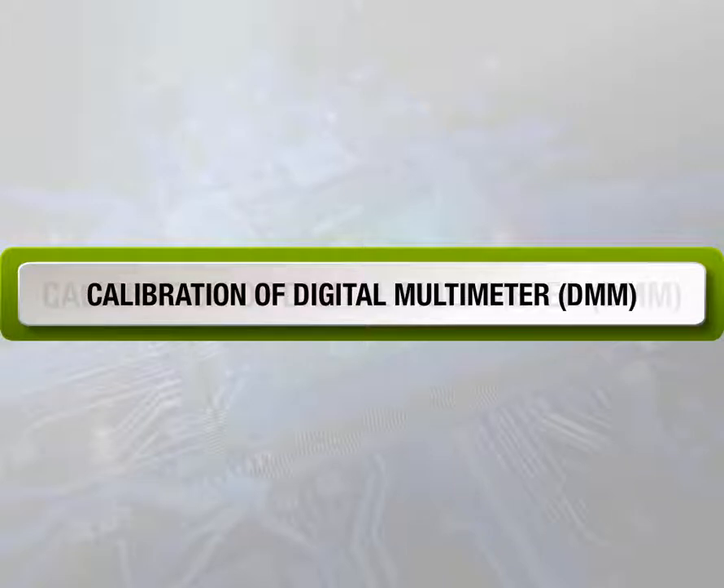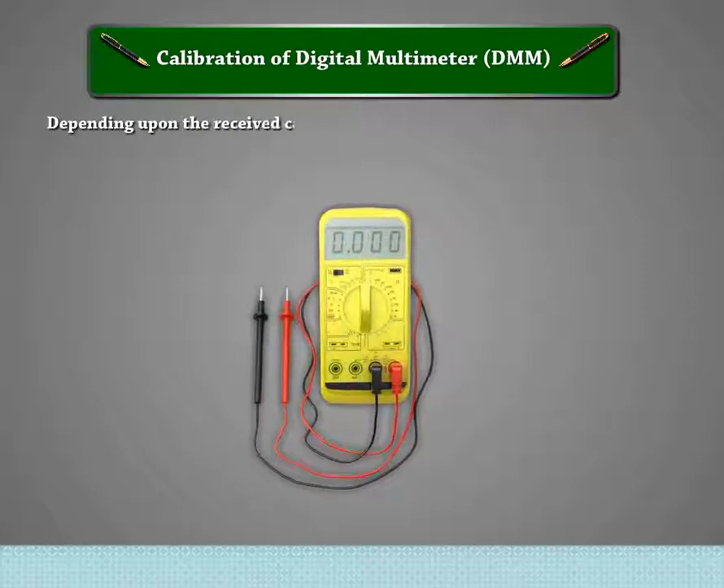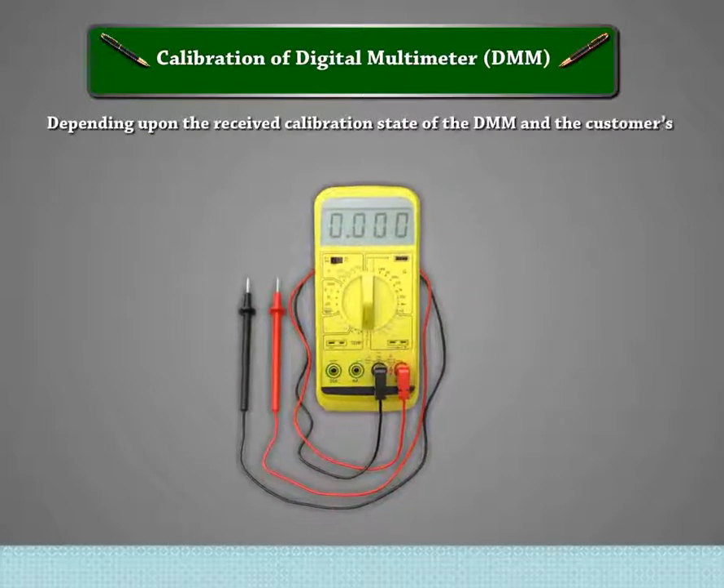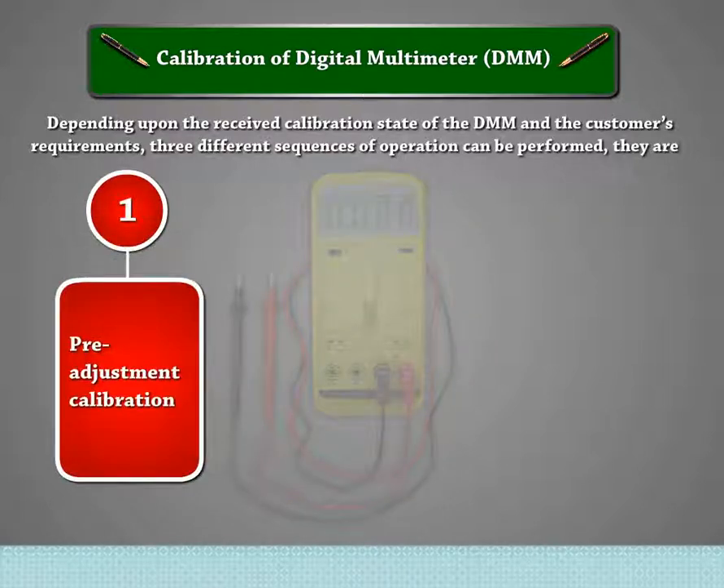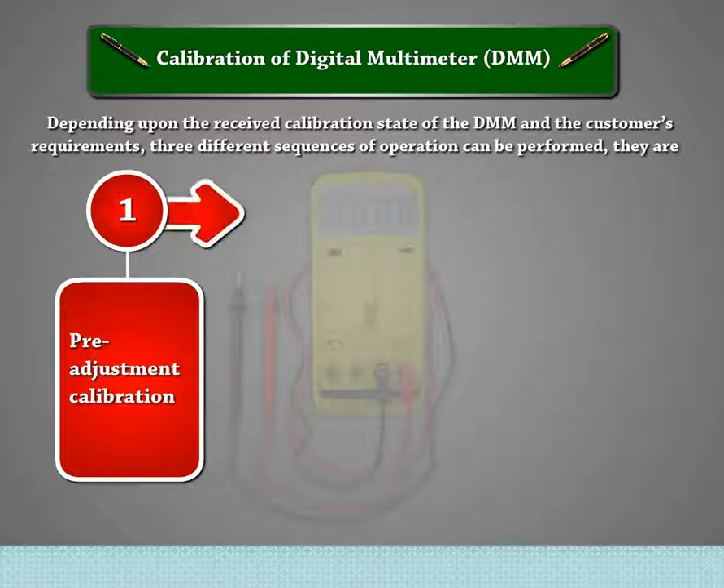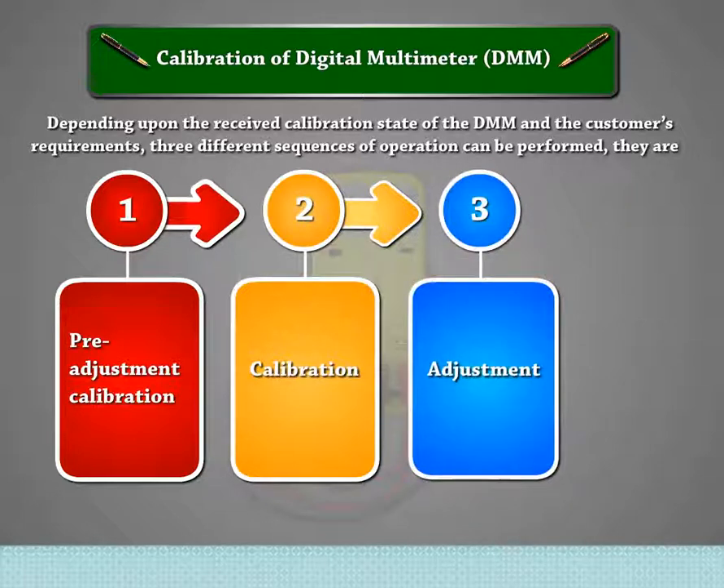Calibration of digital multimeter. In this video, we are going to see about the calibration of digital multimeter, that is DMM. Depending upon the received calibration state of the DMM and the customer's requirements, three different sequences of operations can be performed. They are pre-adjustment calibration, calibration, adjustment.